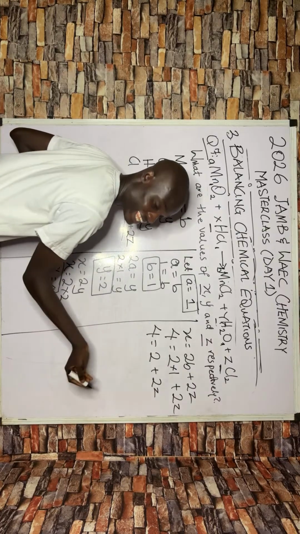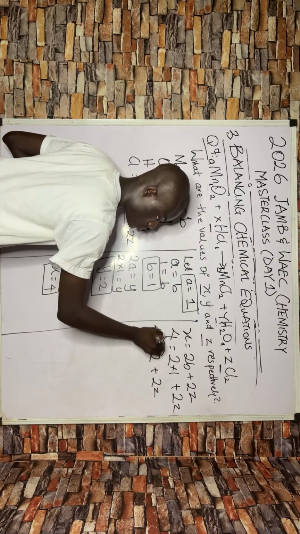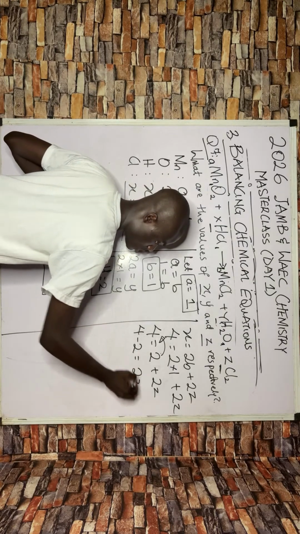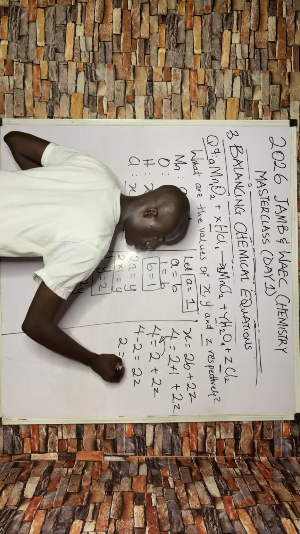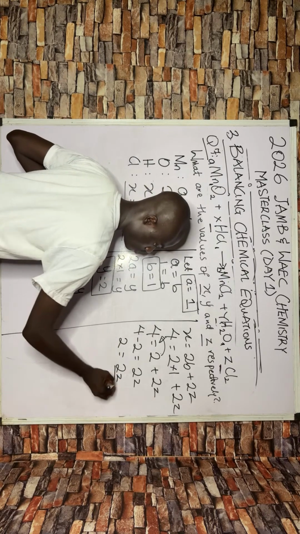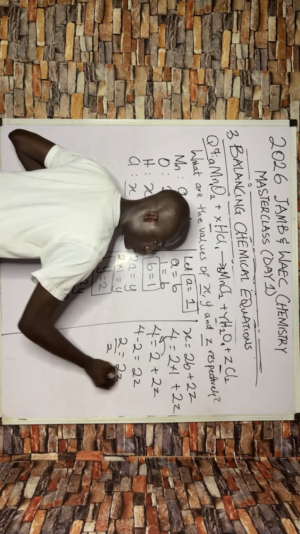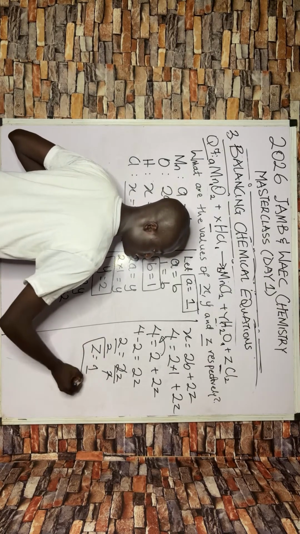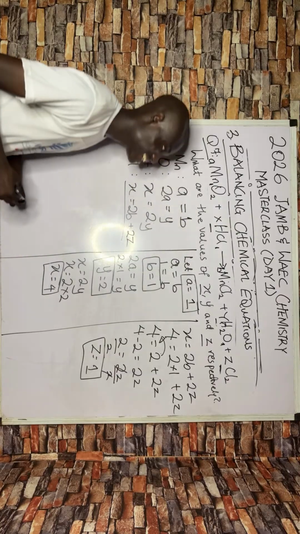Now we are going to collect like terms, just as we do in math. So I'm going to take this 2 here. It's going to be 4 minus 2 is equal to 2Z. And 4 minus 2 is 2, so 2 is equal to 2Z. Then we divide both sides by 2. 2 will cancel 2. Then Z is equal to what? 1. So this is our final answer.